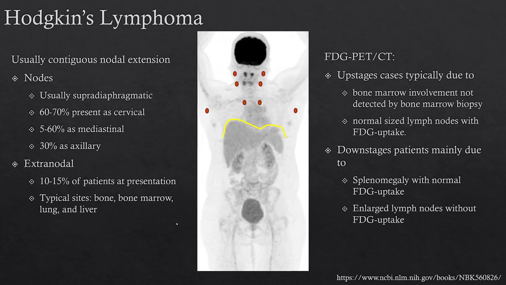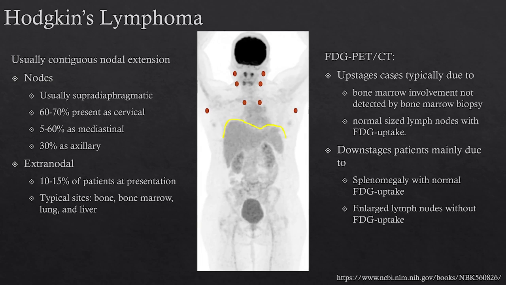Looking at Hodgkin's lymphoma, the nodal involvement is typically supradiaphragmatic. About 60 to 70% will present as cervical nodes. About 50 to 60% will have mediastinal nodal involvement, and about 30% will have axillary involvement. About 10 to 15% of patients will have extranodal involvement. Typical sites are the bone, bone marrow, lung, and liver.